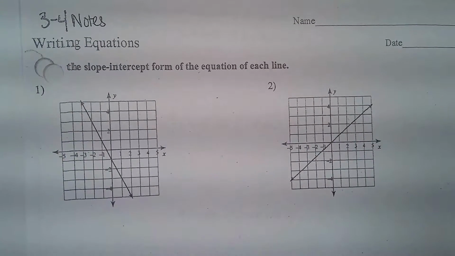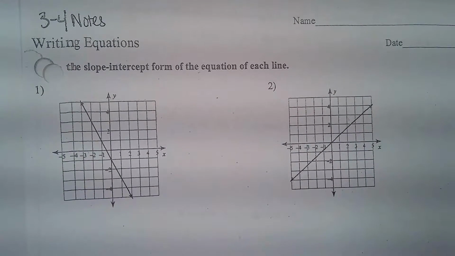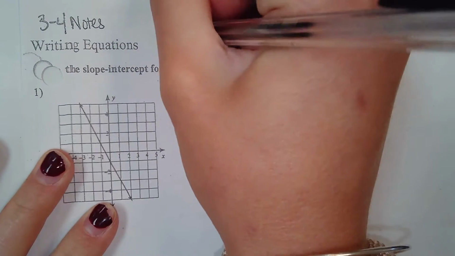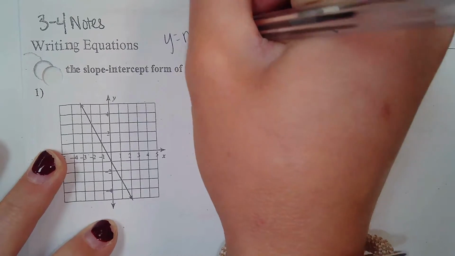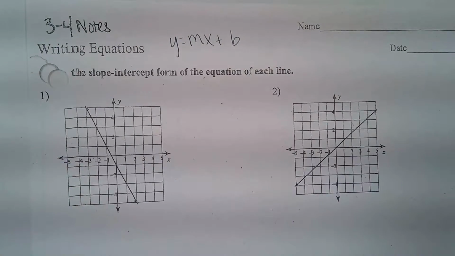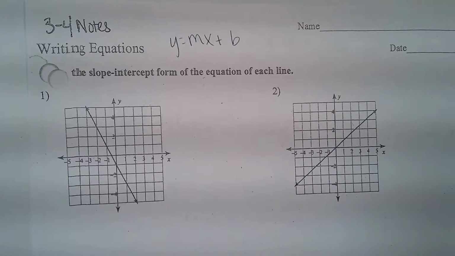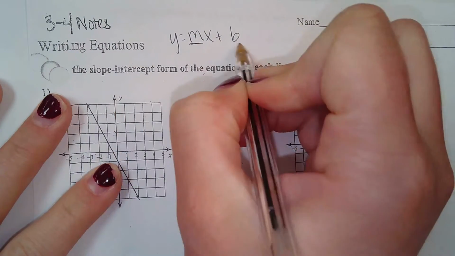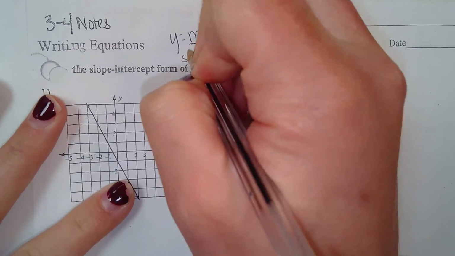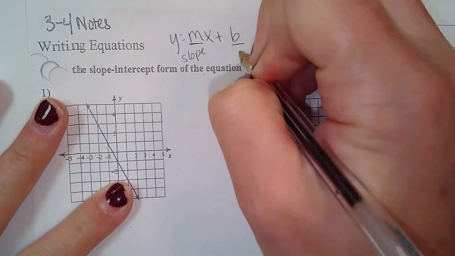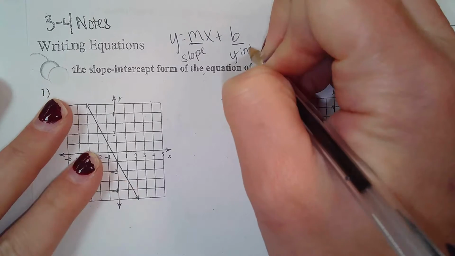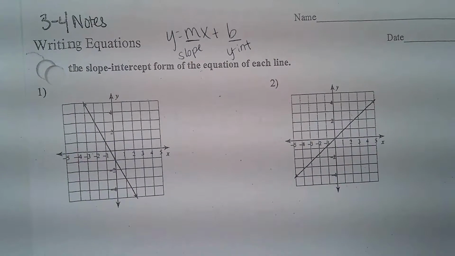So before we even get started, what form do we always write equations of lines in? There's two things that you have to have to write the equation of a line. What are they? You need your m and your b. What does the m stand for? Slope. And your y-intercept. Good. Are we all right with all that? Yes. Okay.